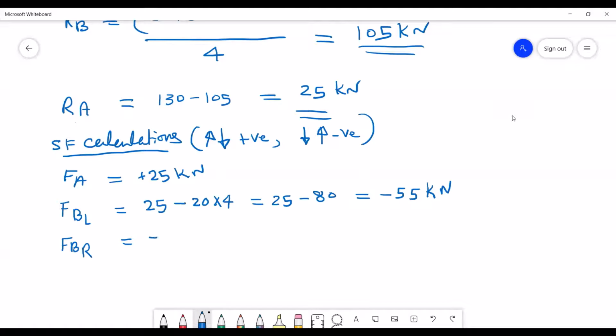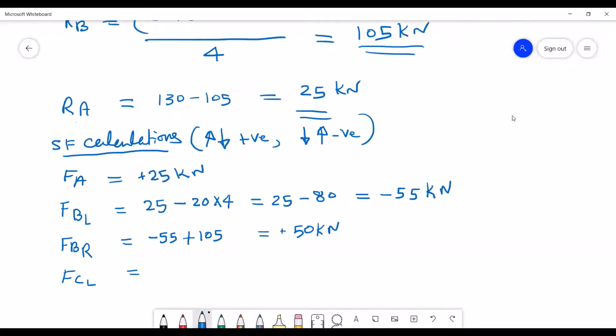I am writing directly minus 55, because up to here it is minus 55, and we have to include the point B, because the section has gone to the right side of B. So there it has 105 kilonewton also. So we get plus 50 kilonewton. Now, what is the next point? The next point is C. We will come first to the left side of C.